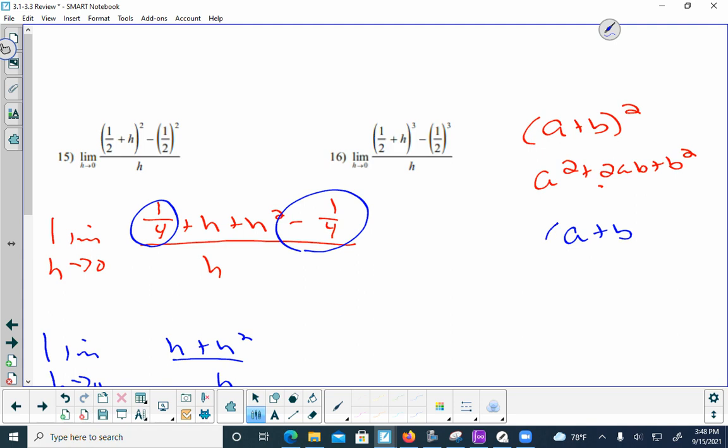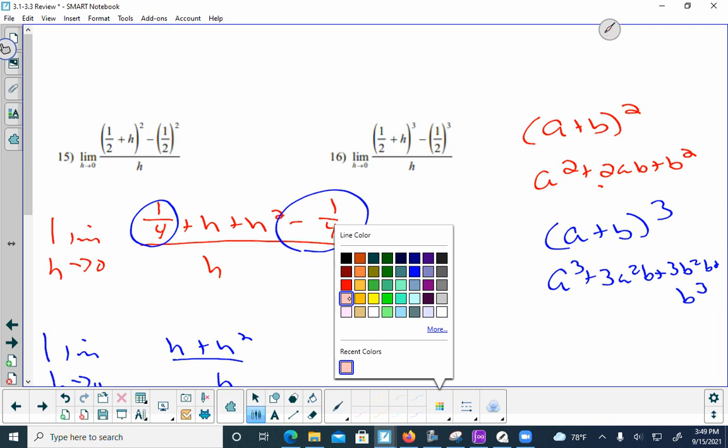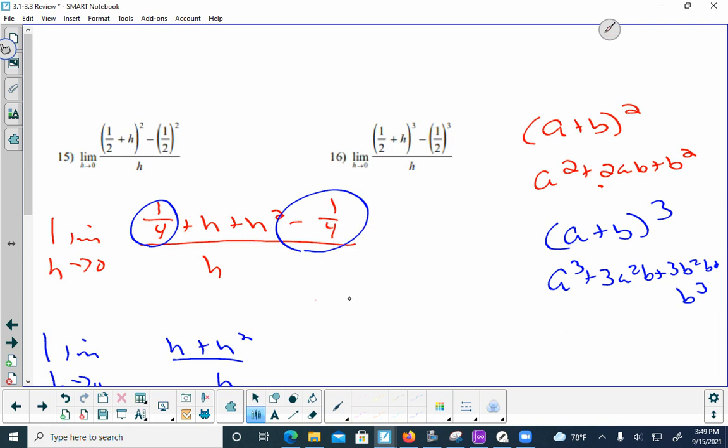When I raise something to the third power, that's going to be a to the third plus 3a squared b plus 3a b squared plus b cubed. You learned that in Algebra 2, but I'm sure you don't remember it, so there it is. So that's what I'm going to do. So changing colors real quick, I'm going to bring the work down here.